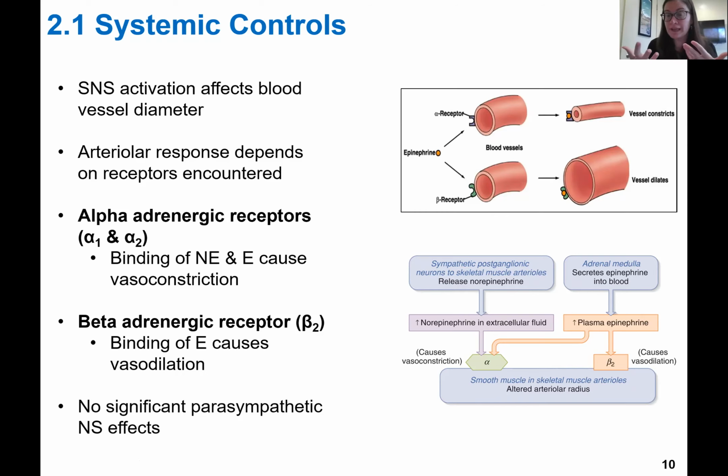And therefore, we're going to get more constriction. And a lot of times you have a subpopulation that has both of these receptor subtypes on the arteriole. If we bind to a beta adrenergic receptor, like down here, again, either epi or norepi, but mostly we're going to have an epinephrine effect here.